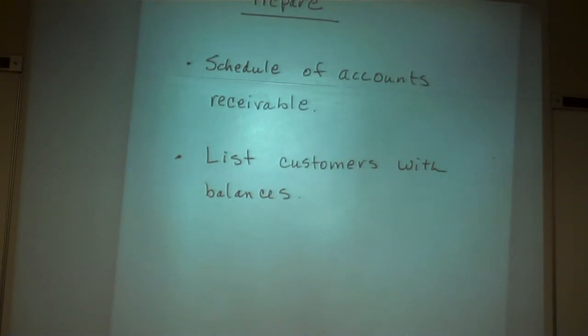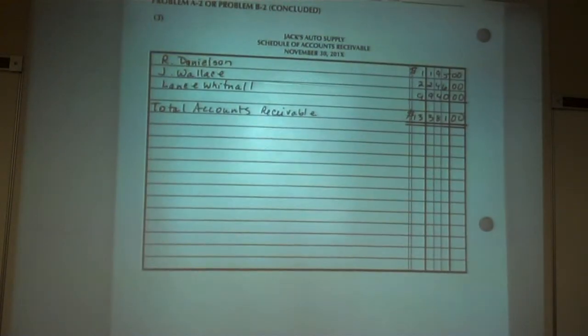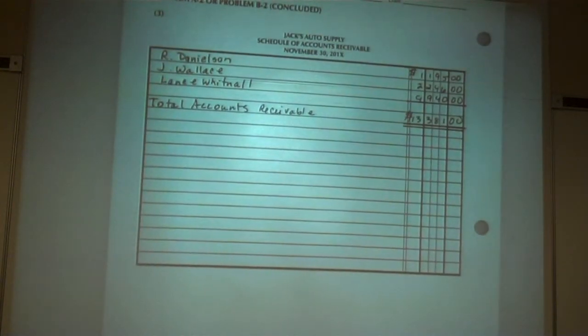We do a schedule only for the accounts that have a balance left. And we only had 3 that still had a balance. I think we had 4 accounts. Notice how that form is listed. It's the name of the company, the name of the form, and it's a specific date.